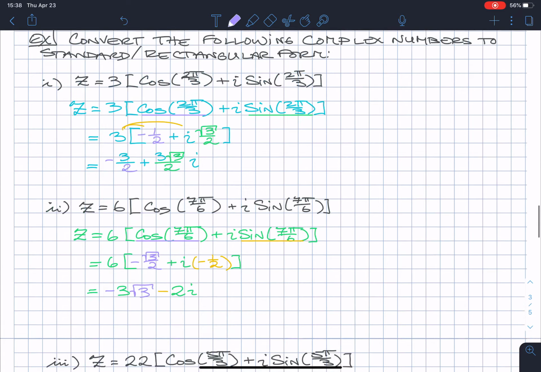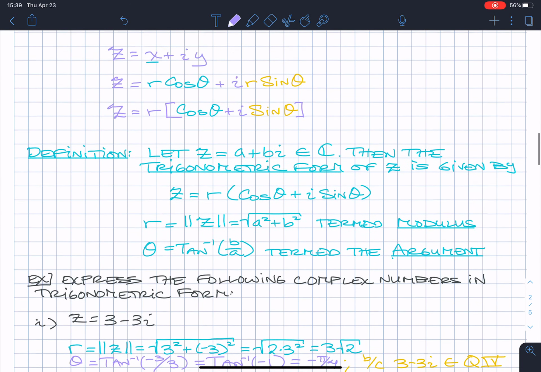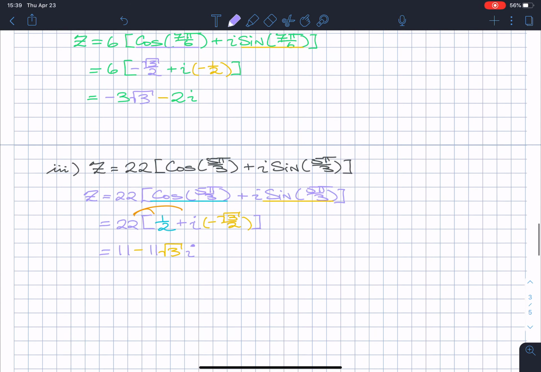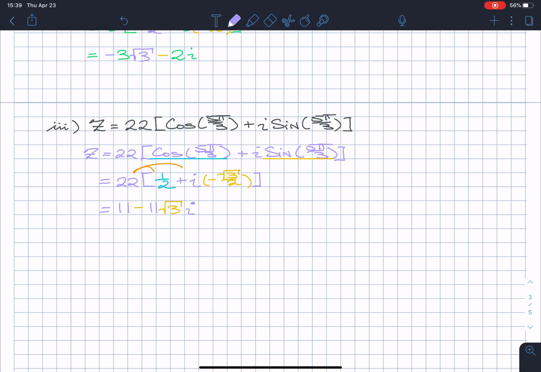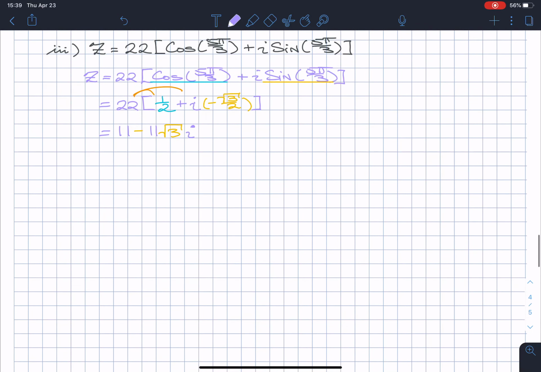So let's see how many pages have I done for this section? Just one. Okay, I think I'll just finish this up right now.